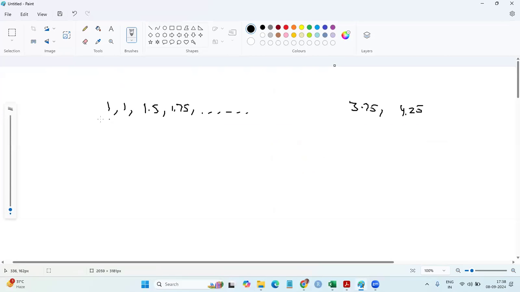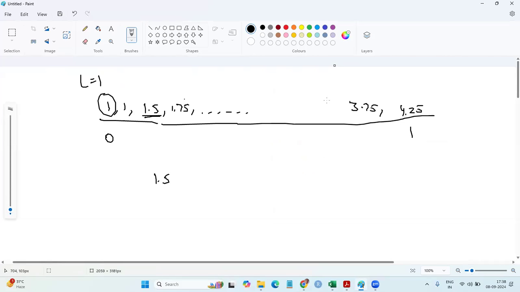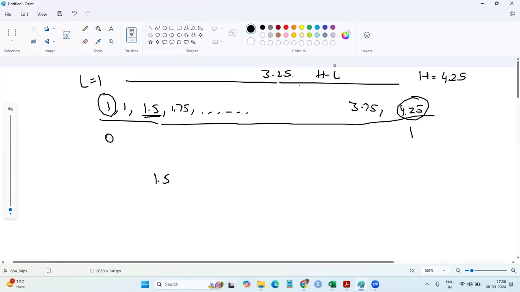Now my point is, out of all the values, make the lowest value 0 and the highest value 1. How will you do that? For every value, 1.5 minus the overall lowest value. Overall lowest value L is 1. Overall highest value is 4.25. And what is the range of all? Range is 3.25, highest minus the lowest. How to make the normalization? How to go for the scaling? If 1.5 is there, minus 1 divided by 3.25.